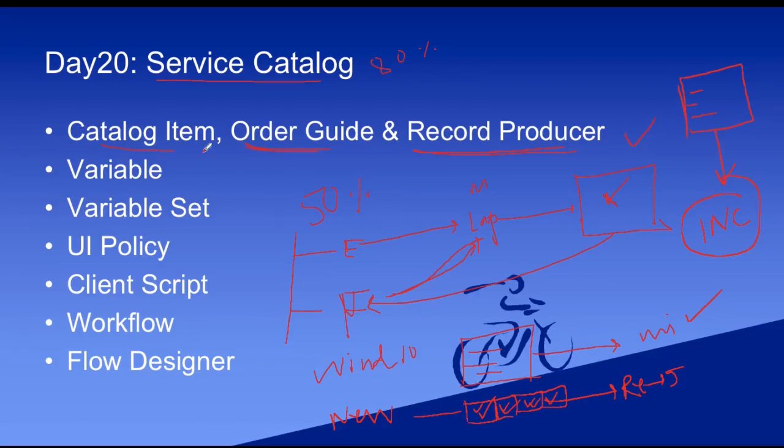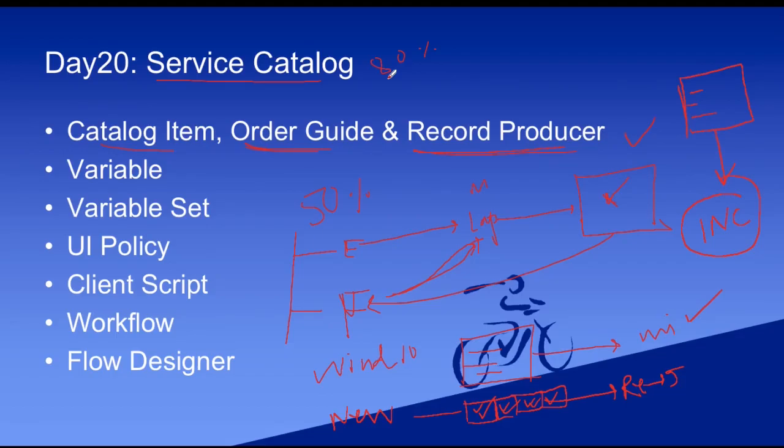There are many types of catalog items available: the catalog item, order guide, record producer, and many others. The service catalog is a vast area. Here we'll discuss the admin part, but if you want to learn more about the service catalog, there is a complete playlist available on my channel. You can go and check that. So here I am going to build an end-to-end catalog item for you guys.